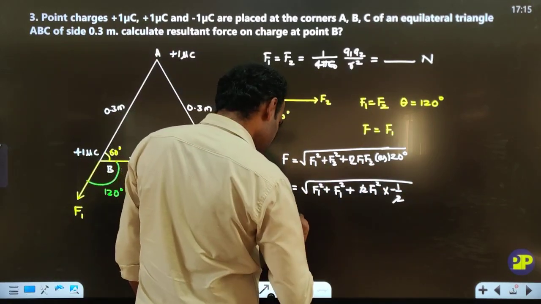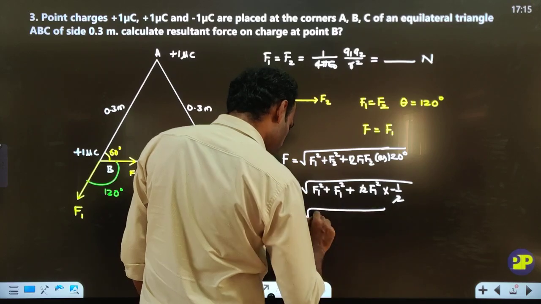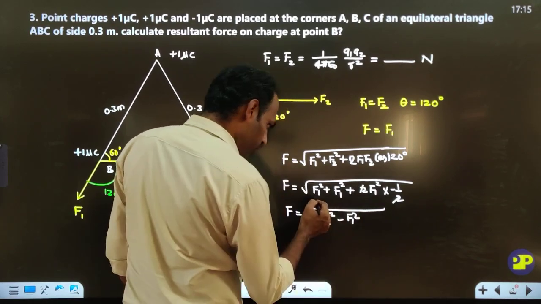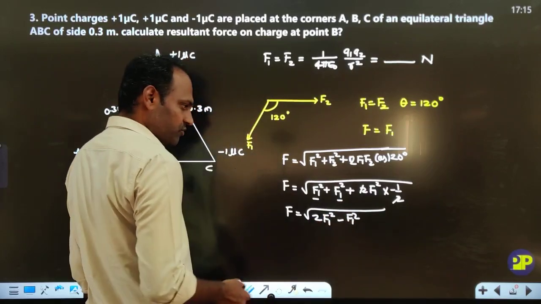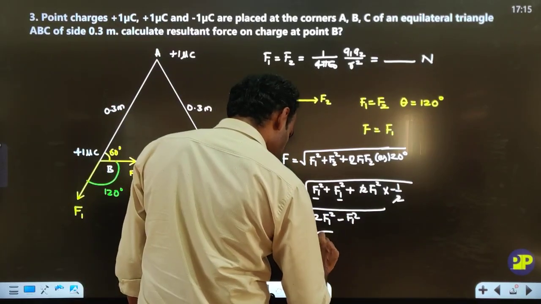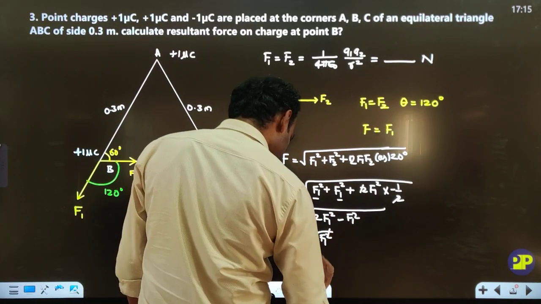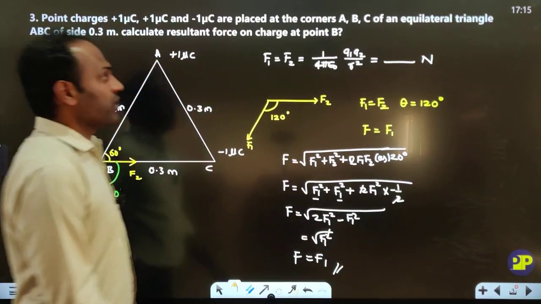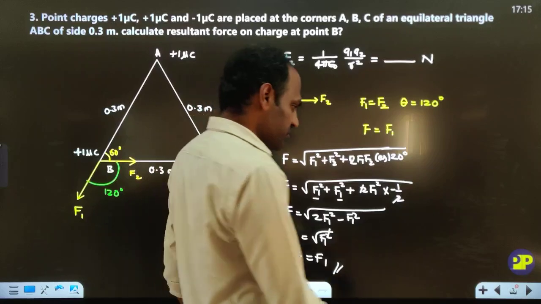2 and 2 will get cancelled. I will get F is equal to root of F1 square plus F1 square, 2 F1 square, minus F1 square, which will be F1 square. So root of F1 square, the square root and square will get cancelled. So this will be F1, right? So this is how we have to calculate it. Okay, we'll go to the next question then.